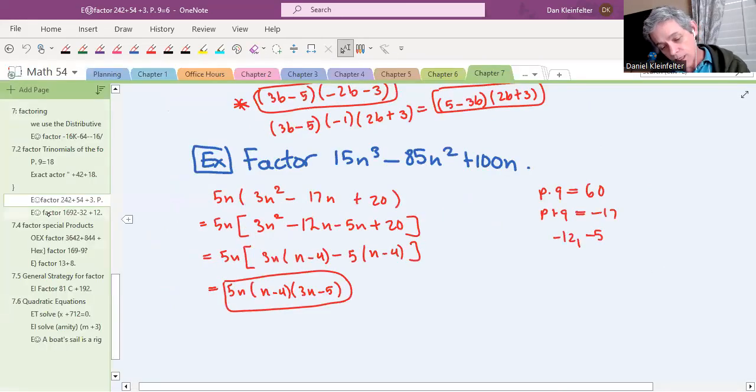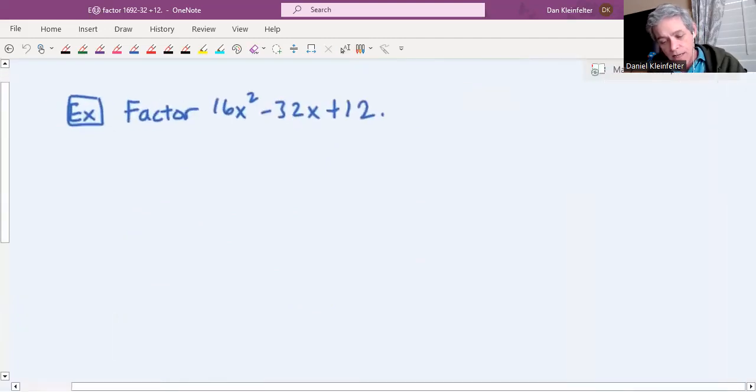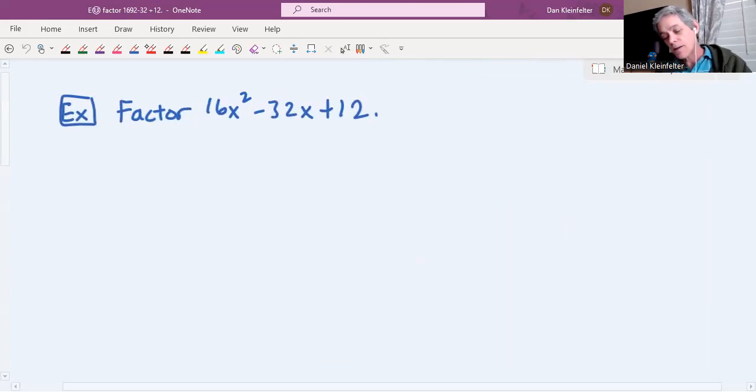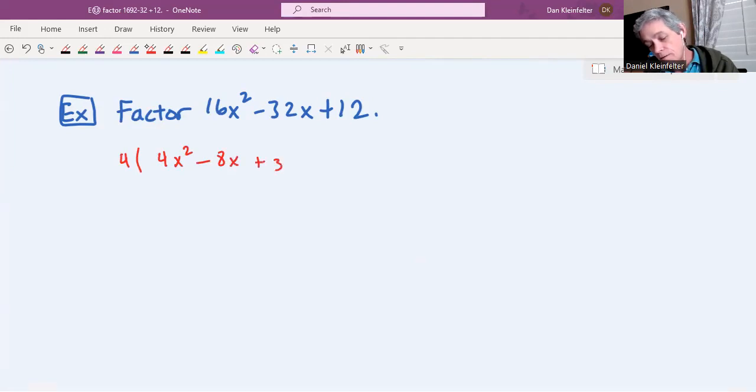Okay, we have just one more example, I think. So let's try this one. 16, 32, and 12 looks like there's a common factor of 4 we can factor out. That will leave 4x squared minus 8x plus 3. Okay, so I've done the easy part. Take a minute, pause the video, try this yourself, and then restart the video and see how you did.